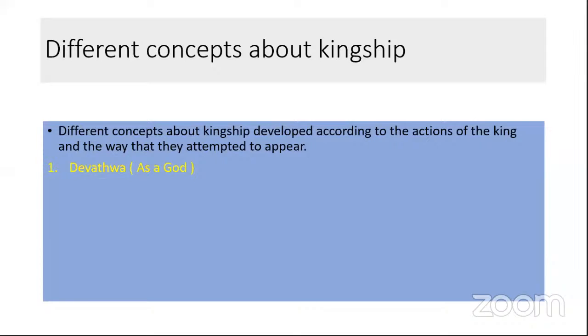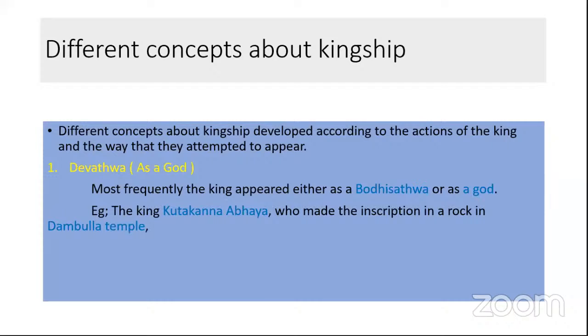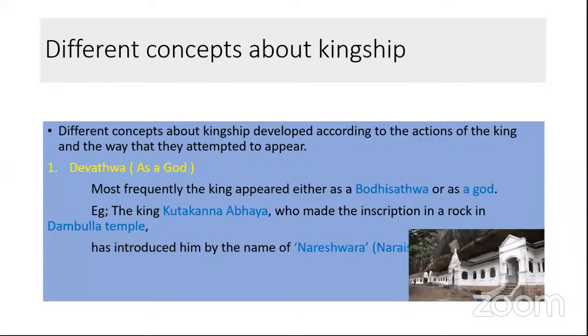This is not the proper note. So you just get an idea about these concepts of kingship. Different concepts about kingship developed according to the actions of the king, how these kings appeared in front of people. Deva means as a god. Some kings wanted to appear in front of people as a god. The example is Kutakanabaya, who made the inscription on rock in Dambulla temple. In the Dambulla temple inscription, he used the epithet Nareshwara. Nareshwara means Nara Isara, the head god, the god Ishvara for humans.